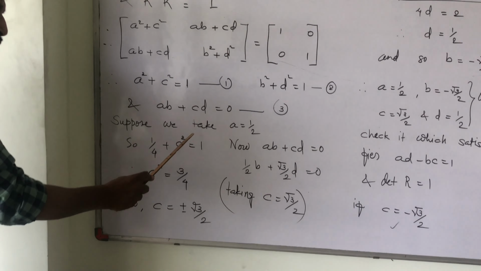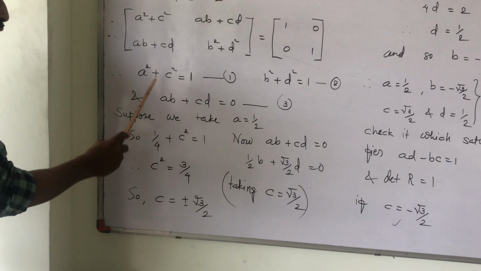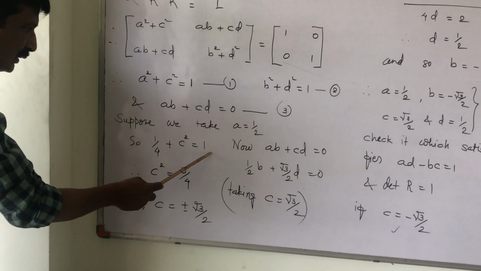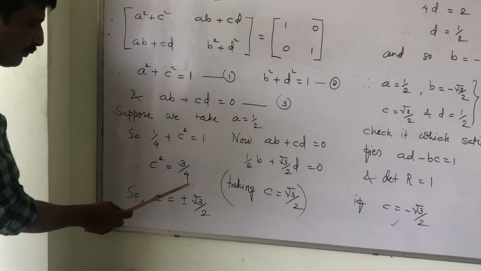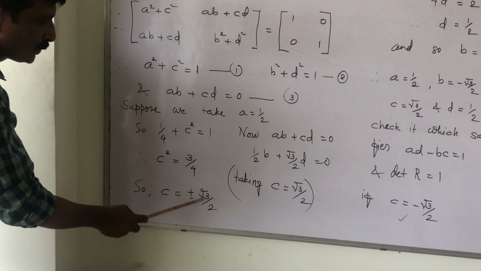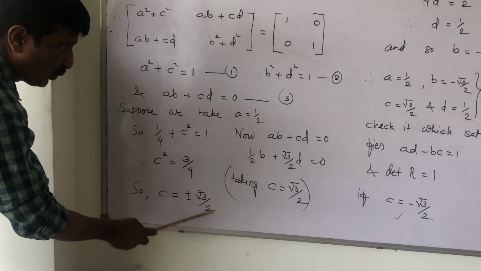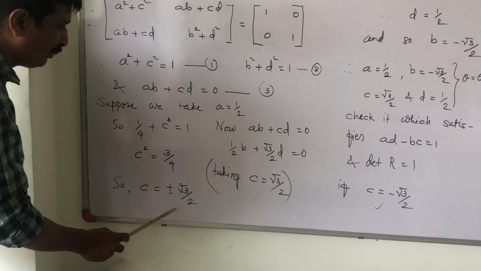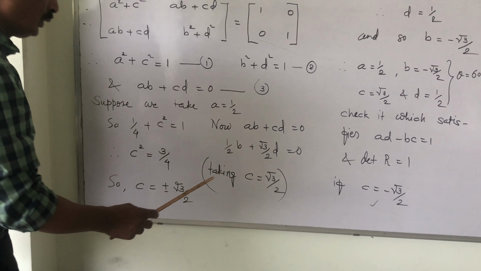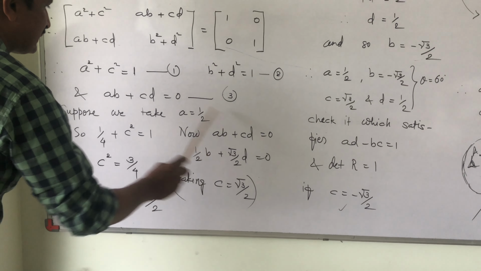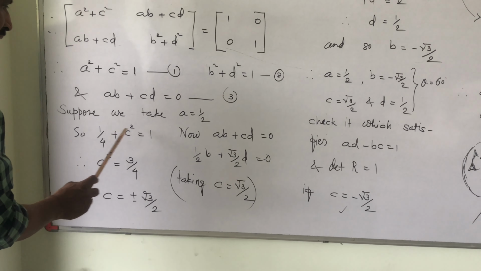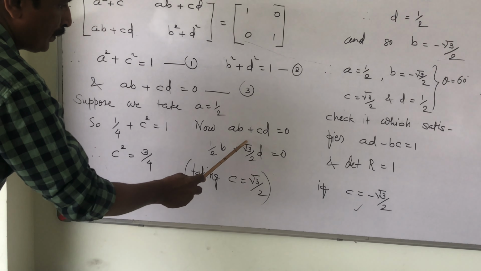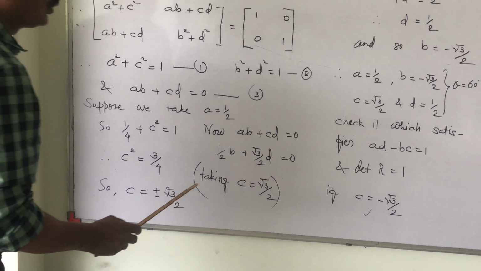See here, suppose we take A equal to half, so A square plus C square is 1. If we put this, 1 by 4 plus C square is 1, so C square is 3 by 4. So C is plus or minus root 3 by 2. There are 2 values for C. We will take them turn by turn. Initially we select plus root 3 by 2. So from AB plus CD is 0, if we put A is half and C is root 3 by 2, we get half B plus root 3 by 2 D equal to 0.